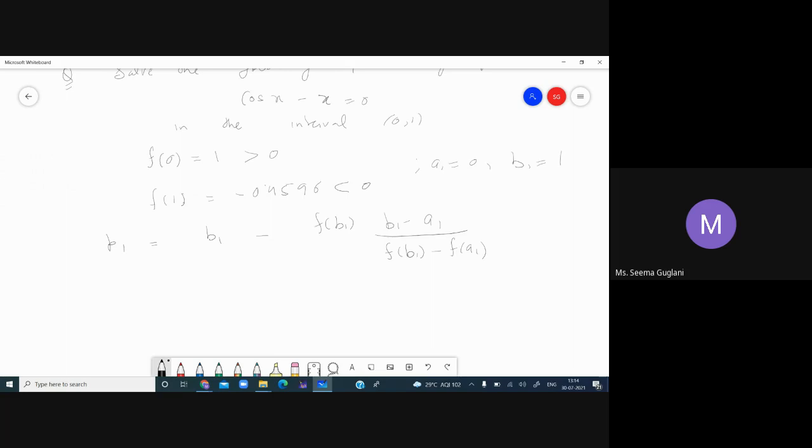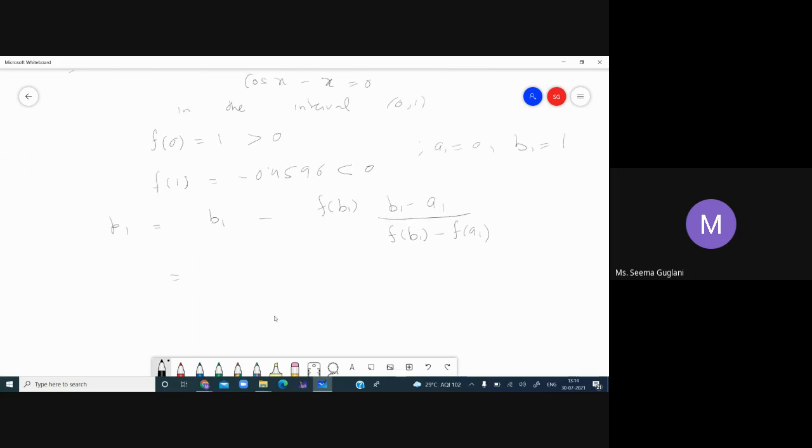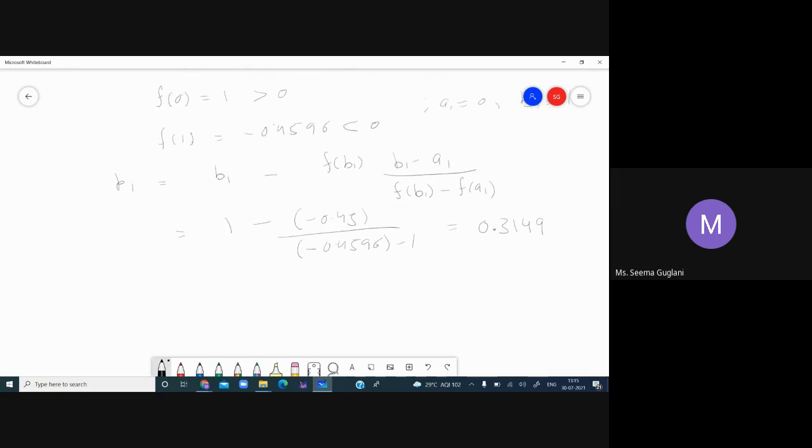First iteration we are doing, we are trying to find out P1 through this method. Like in the bisection method, it was the midpoint, but here I have to use this formula. So substituting all the values and calculating, the answer comes out to be 0.3149. So with A1, B1, I am able to calculate P1 using the regular falsi method.